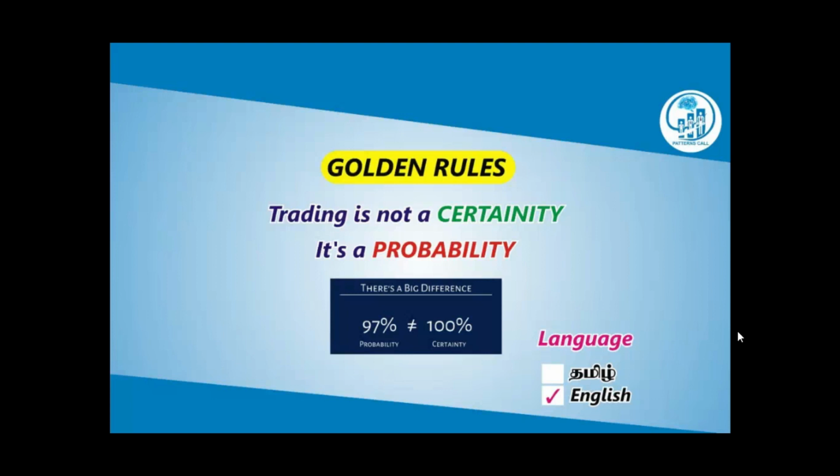This is the golden rules for trading. Trading is not a certainty, it's a probability. There is a big difference between a probability and certainty.